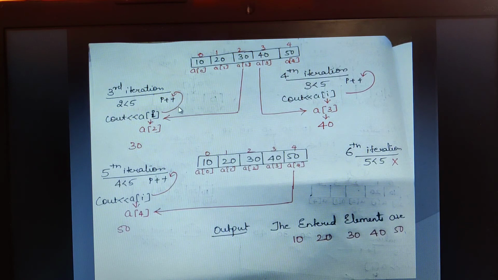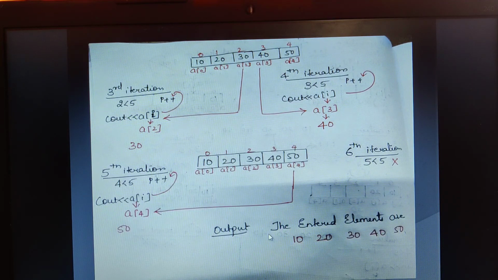i gets incremented. When i gets incremented, it points to the third location. As per this, 3 is less than 5, the condition is true. On satisfying, print the value in a of 3. What is there in a of 3? 40. 40 is printed. Again i gets incremented and points to the fourth location. 4 is less than 5, the condition is true. On satisfying this condition, print the value in a of 4. What value is there in a of 4, children? That is 50. So 50 will be printed.